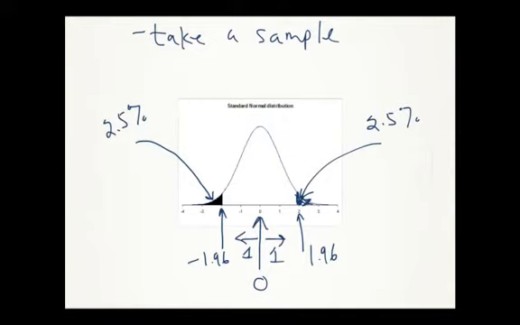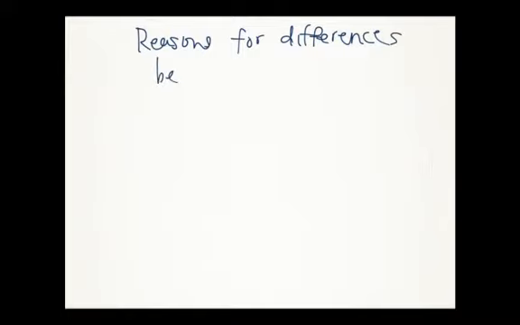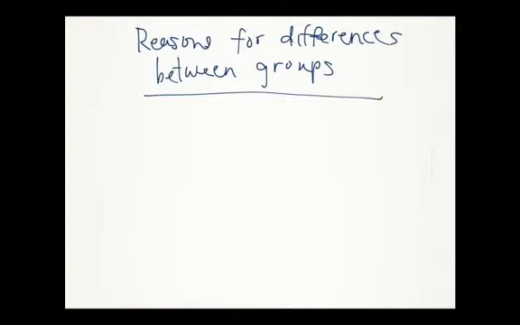So what are the reasons that there could be a difference? If we were to observe differences between the healthy people and the people with MS, what are the possible reasons for differences between groups? There could be a real effect, right? There's an actual difference.